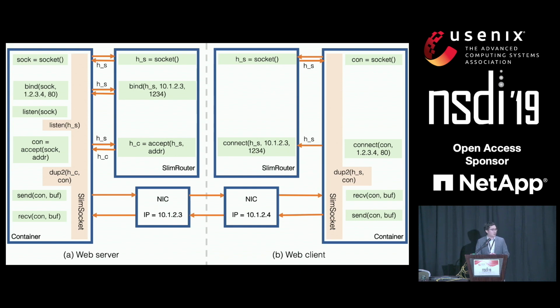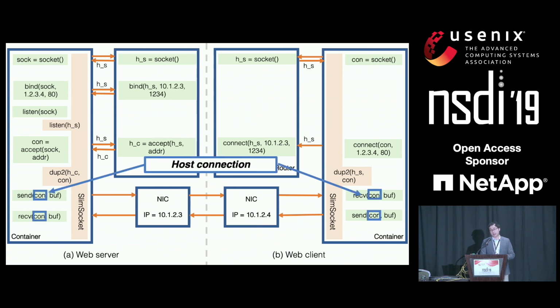This is somewhat complex to understand, but let me walk you through it. The two blue boxes on the very side are the containers, and the applications inside the containers. And the two boxes on the top in the middle are the Slim routers. So in the connection setup phase, the Slim router simply imitates what happens inside the container. So when there is a connection set up in the virtual network, a host connection is also set up between the Slim routers. And the capability or access to this host connection is granted to the container via a file descriptor. So when the application wants to communicate with the file descriptor, the packets simply bypass the virtual switch and go directly through the physical NIC.